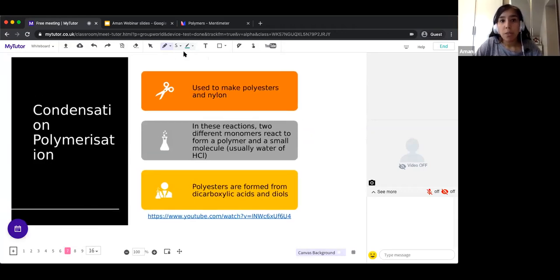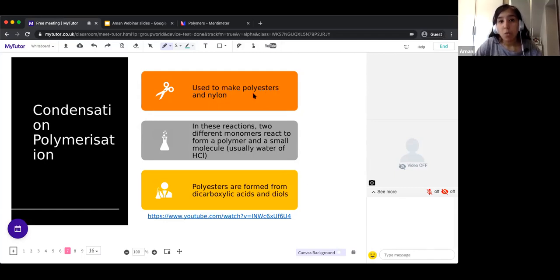Condensation polymerization is a higher tier topic, as I said, and it's used to make polyesters and nylon. From what I gathered from all of the exam boards, most of the exam boards only want you to know how to make polyesters. Nylon, you need to know that it is made from condensation polymerization, but you don't need to know how it's made. You do need to know how polyesters are made.